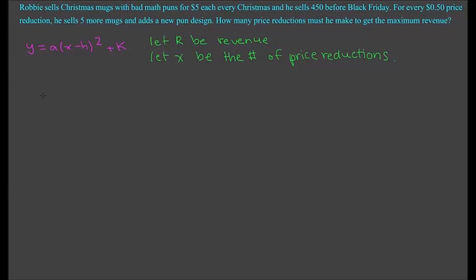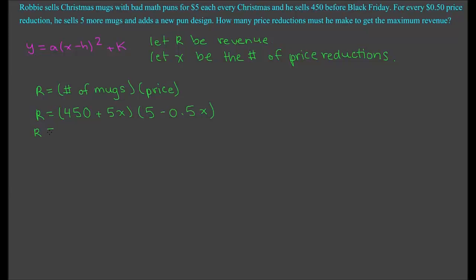Now we have to put the different parts of the equation together. As said before, r equals our revenue, so the equation will be r equals number of mugs sold multiplied by the price. Therefore, our equation is r equals bracket 450 plus 5x bracket 5 minus 0.5x bracket. Now we need to take this equation and put it into y equals a bracket x minus h bracket squared plus k form.